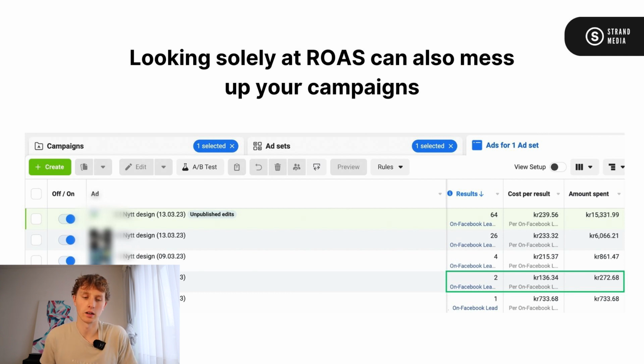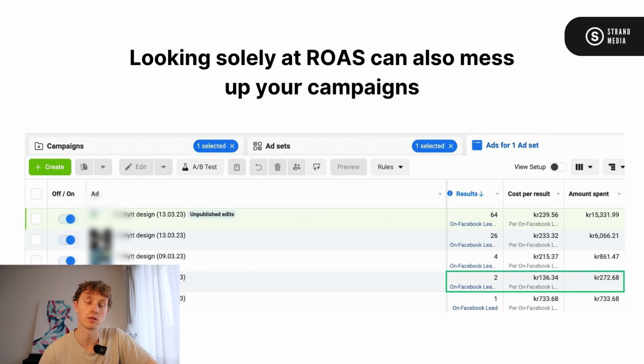Because I see that a lot of beginner and intermediate advertisers actually go into their ads and only look at ROAS or cost per purchase. Now, the reason why that's a big issue is if, for example, you turn off an ad that's generally your best ad, your best performing ad, but it has a lower ROAS and a higher cost per purchase than some of your other ads.